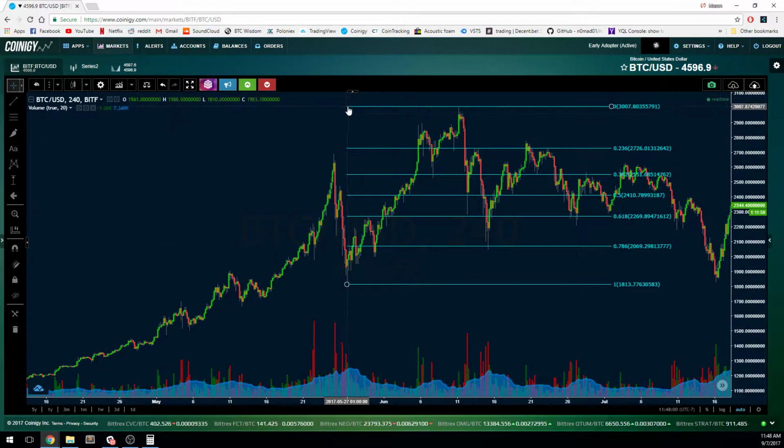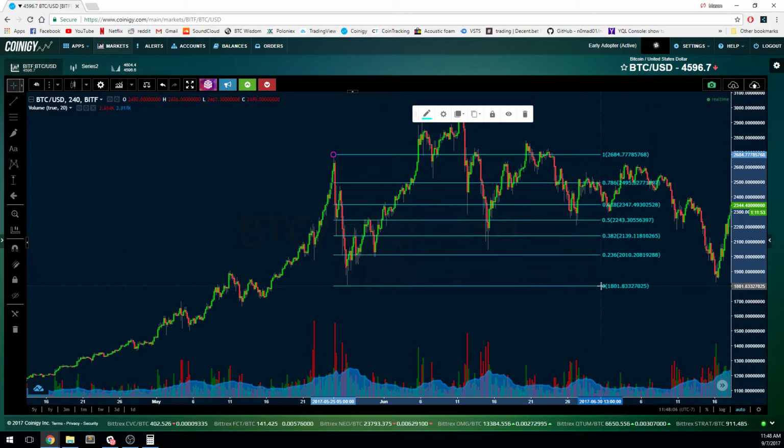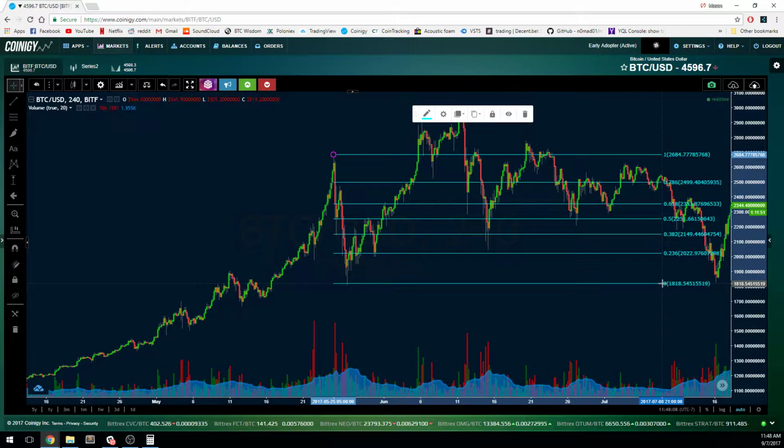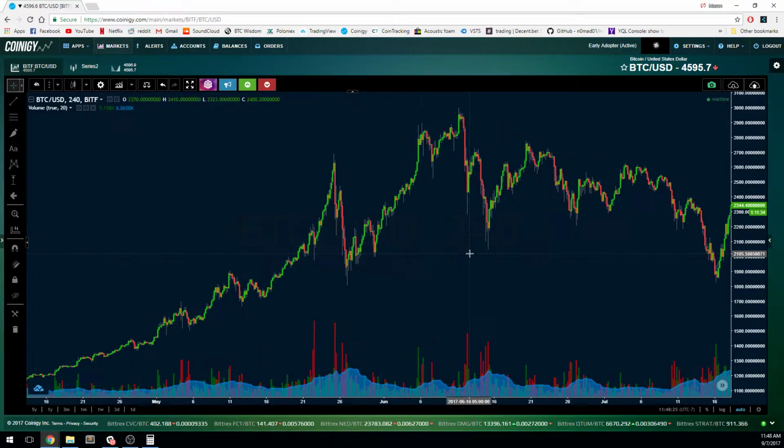You could start at your swing high and go down to your swing low on a downtrend. Now this would be your retracement levels for retracing back through the area that you've just passed down through. So these are useful for finding spots that the price may actually rebound off of.